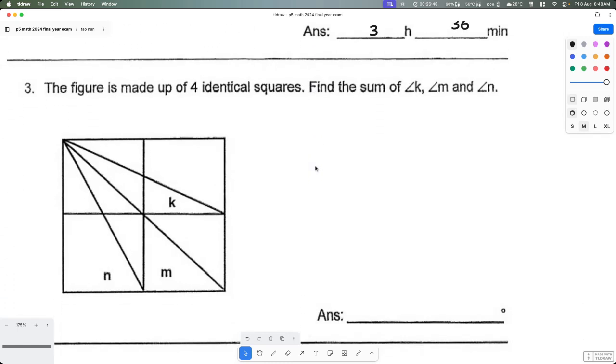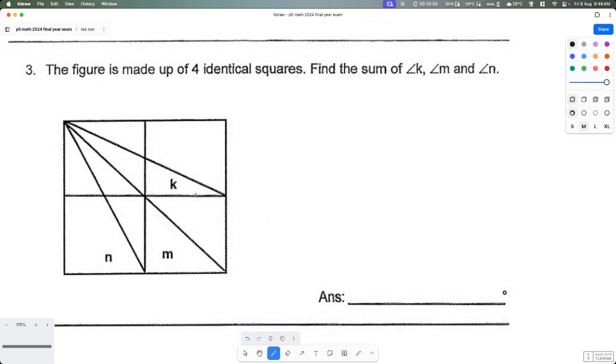Question number 3. The figure is made up of 4 identical squares. Find the sum of angle K, angle M, and angle N. Let me just put this over here so it's easier to see.